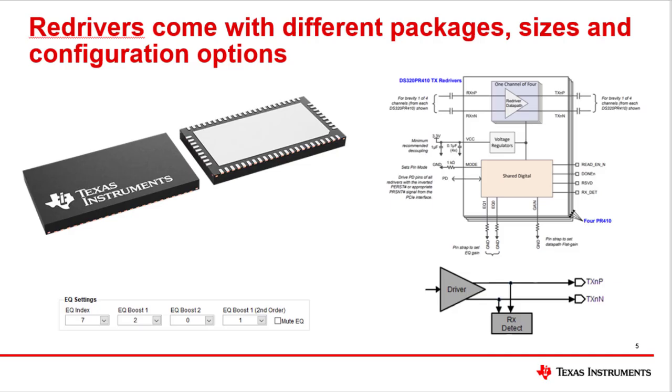Redrivers come with different packages, sizes, and configuration options. The packages we use are QFN and BGA. Depending on the number of channels that the redriver has, the package will be different. Our BGA package is used for our 16-lane Gen 5 device, and the QFN packages are used in our 4-channel and 8-channel devices. For reference, the area of the redriver is less than 50 millimeters squared.